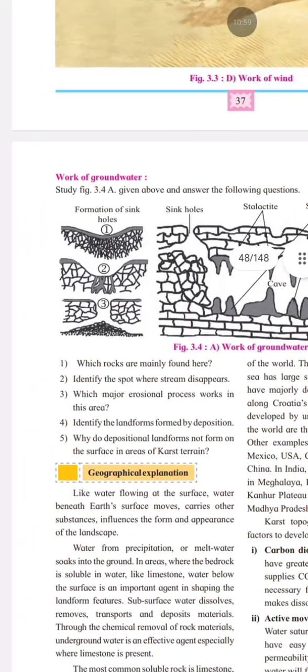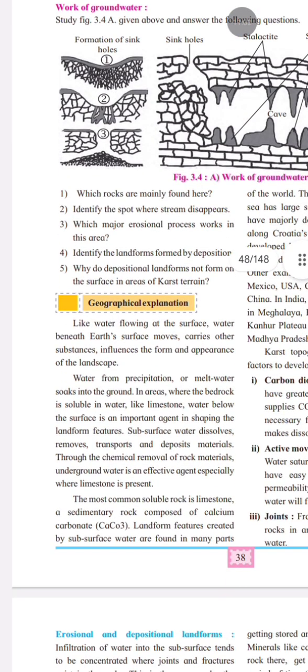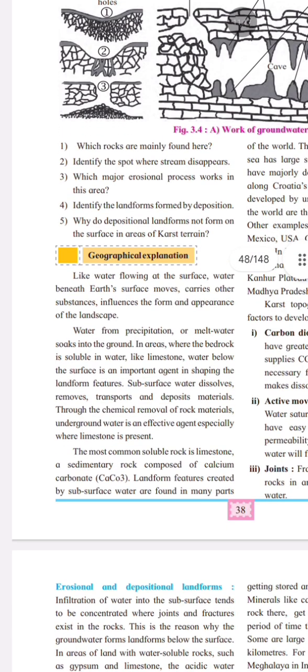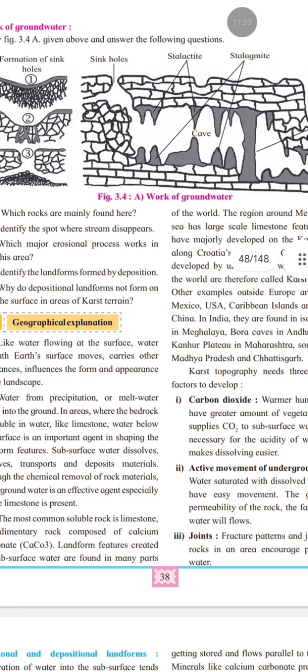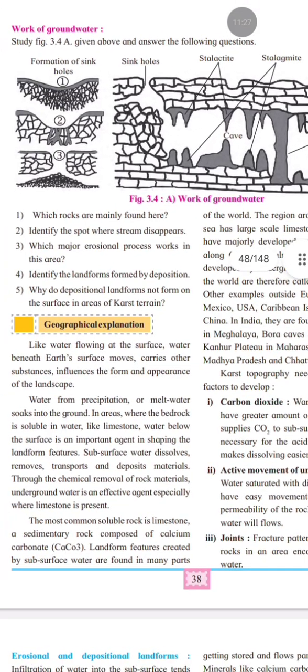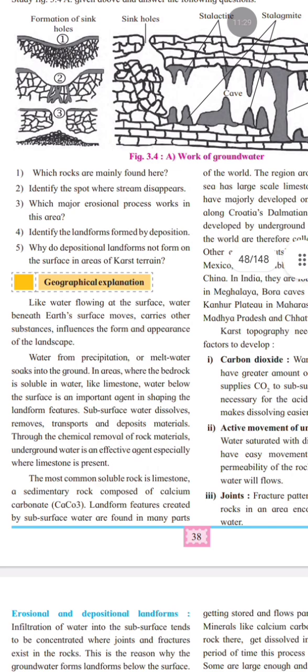Now, the work of groundwater. Let's understand groundwater. Just like water flowing on the surface, underground water also moves and changes the landscape. Rainwater and melted snow enter the ground where the bedrock is soluble, especially limestone. Groundwater becomes an important agent of erosion. In figure 3.4a, you can see the work of groundwater and the different landforms formed by it.